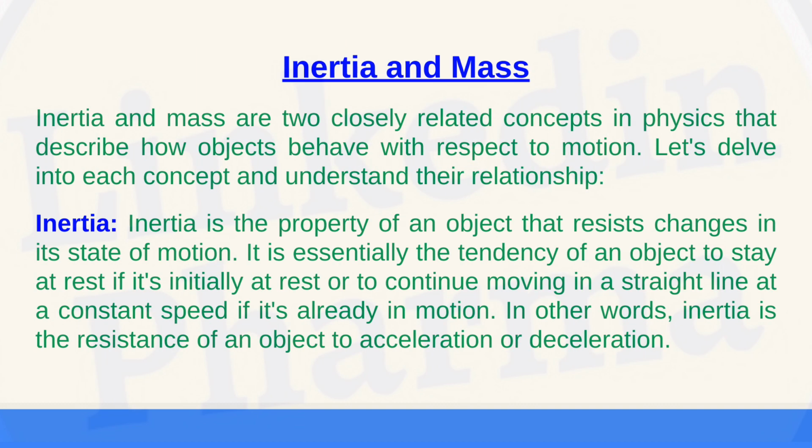Inertia and mass. Inertia and mass are two closely related concepts in physics that describe how objects behave with respect to motion. Let's delve into each concept and understand their relationship. Inertia. Inertia is the property of an object that resists changes in its state of motion. It is essentially the tendency of an object to stay at rest if it's initially at rest or to continue moving in a straight line at a constant speed if it's already in motion. In other words, inertia is the resistance of an object to acceleration or deceleration.